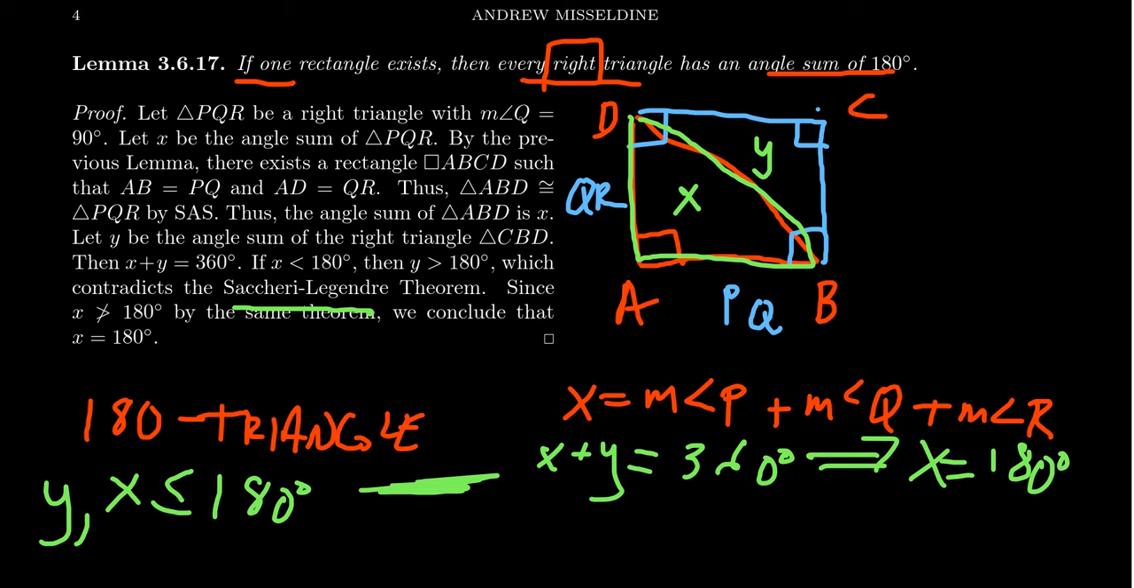Because the only way that X and Y can come together to equal 360 is that one of them can't be less than 180, because that would force the other one to be greater than 180. So if X was strictly less than 180 degrees, that would force Y to be greater than 180 degrees, which would violate the Saccheri-Legendre theorem. So we can conclude that our right triangles have an angle sum of exactly 180 degrees.